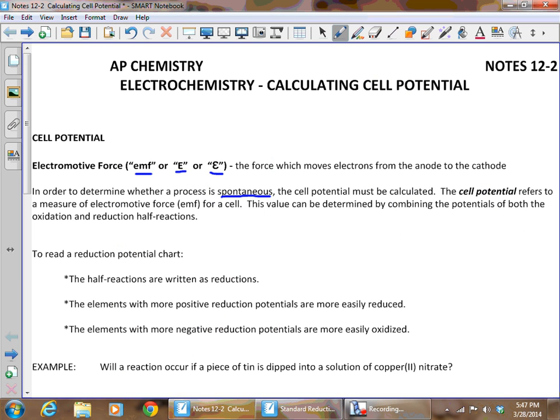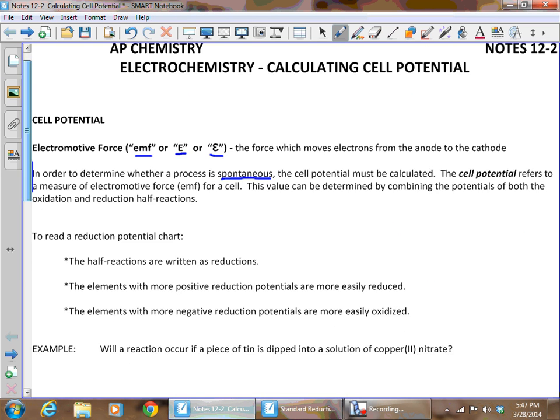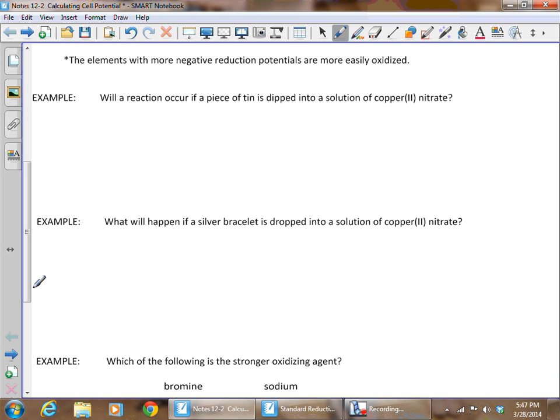So going back over here then, a typical question that would require the use of this chart would be, will a reaction occur if a piece of tin is dipped into a solution of copper 2 nitrate? So the first thing we want to do is to write the reaction that would have to occur if it did happen. Now remember, we want net ionic, so the nitrate is going to drop out as a spectator ion, and if it splits, it gets a charge. So tin is going to react with copper 2 plus.